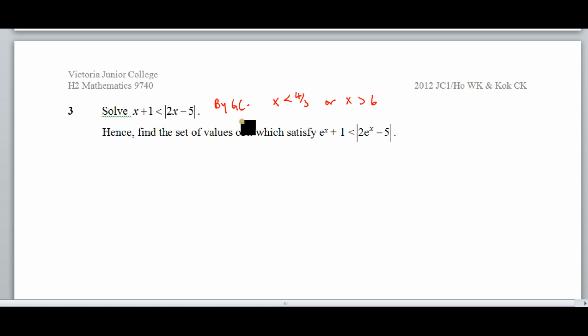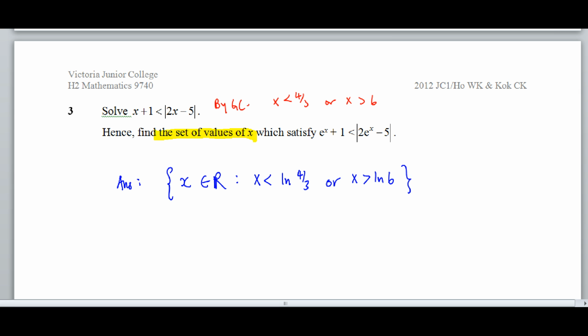Okay, so question 3 is the easiest of the lot actually. Alright, it's just one thing. Set of values. Now 100% of you, nobody gave me the set of values. When they ask for set of values, you should give a set. In set notation, x belonging to real such that x smaller than ln 4/3 or x greater than ln 6.